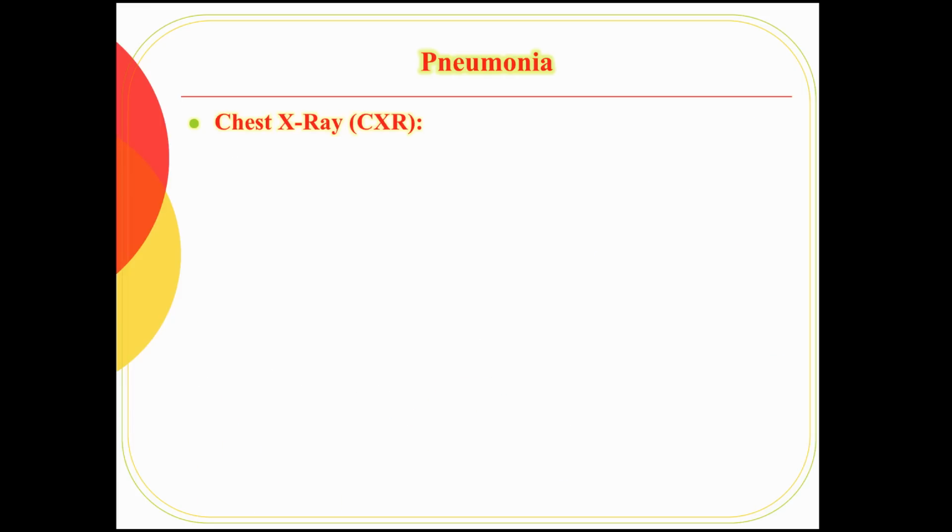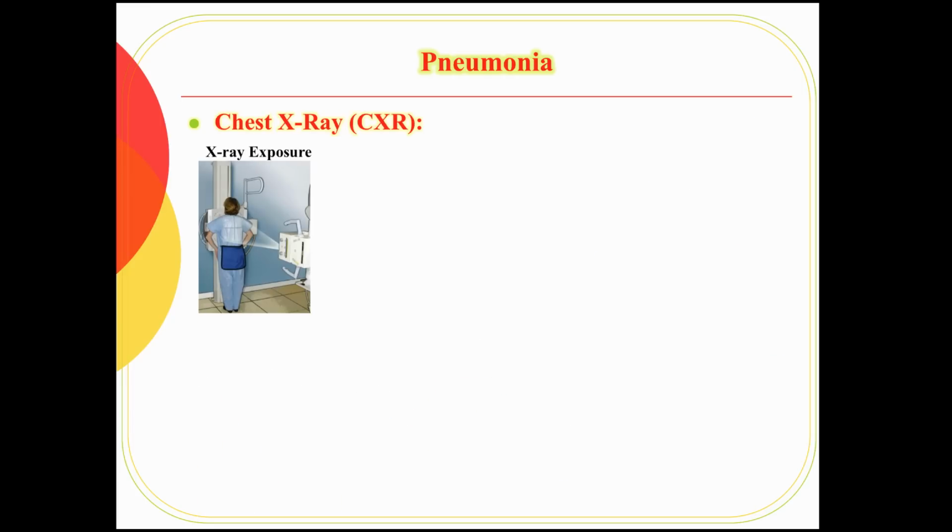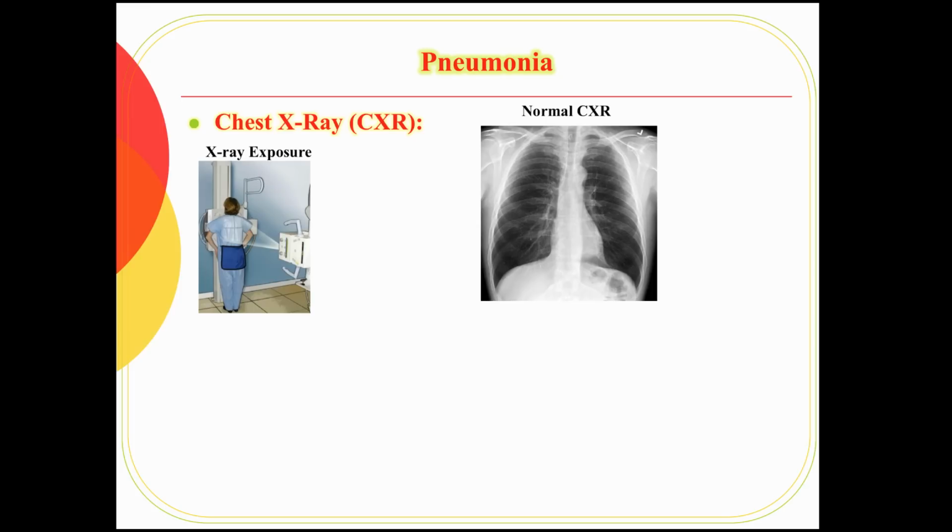Now with the chest X-ray, let me explain. There is an exposure. This is radiation, all right? Now the next step after exposure is absorption. Different tissues absorb a different amount of X-ray.